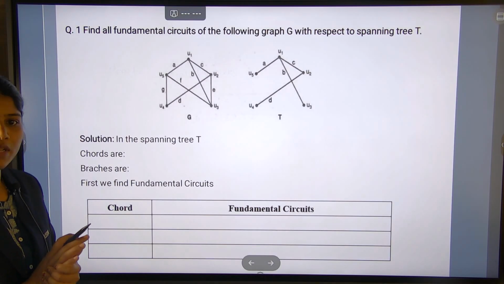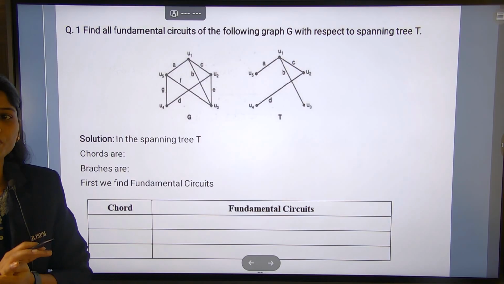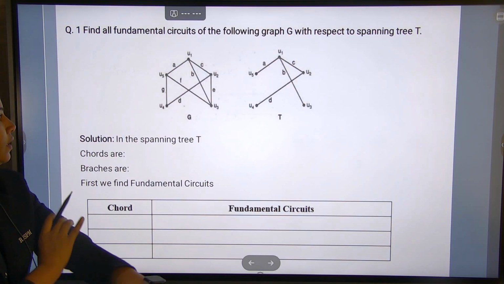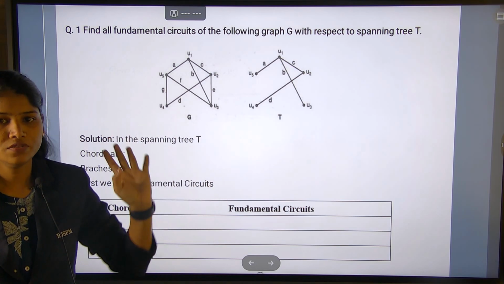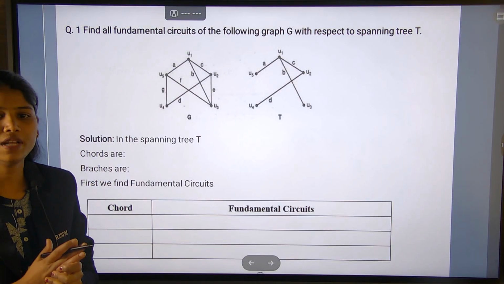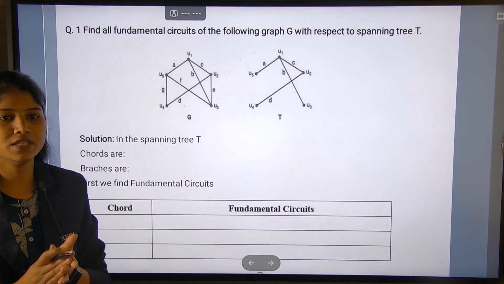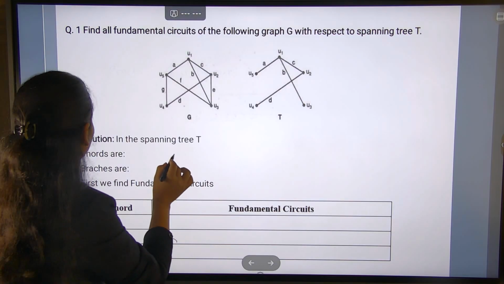Here is one example. Find all fundamental circuits of the following graph G with respect to the spanning tree T. This is graph G and this is a spanning tree of this graph G. First, in the solution, we have to write down all the chords and all the branches from the given spanning tree.